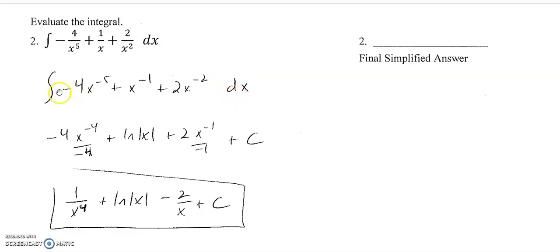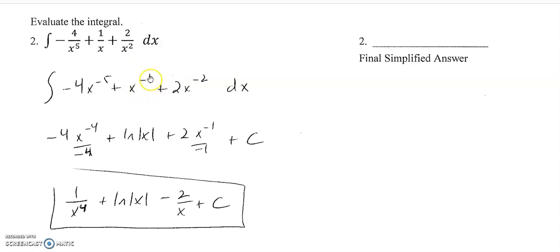So now we take the integral. Notice the integral symbol and the dx disappear because we're taking the integral. So the negative 4 stays in front. We have x to the negative 5, add 1. Negative 5 plus 1 is negative 4, divide by negative 4. Then we have x to the negative 1. Now if we add 1, we get 0, cannot divide by 0. Remember, that's a special case.